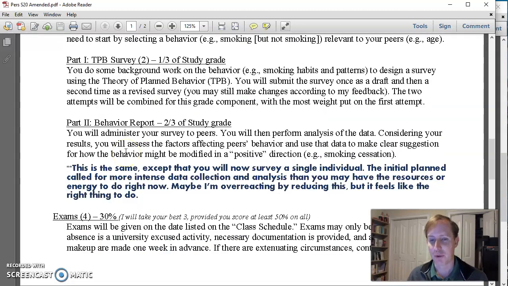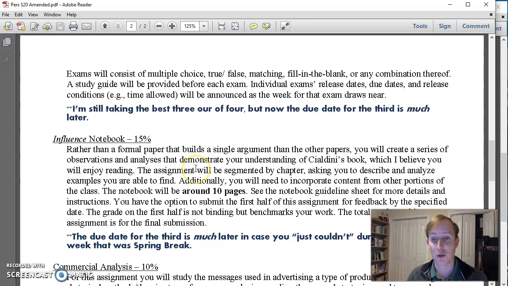The exams scroll onto two pages there. It's still worth 30% of the grade. That weight didn't change. I'm still going to take your best 3 out of 4, but now the third exam is due much later. It'll open at the same time as it would have otherwise, but it's due much later in the semester. This is just part of the repacing of the course I'm doing. So if it's going to take you 2 or 3 weeks to get yourself and your life together, that's okay. You still have more time to do that.